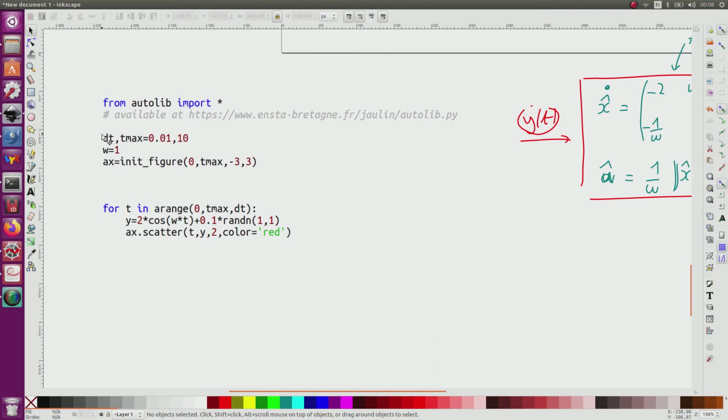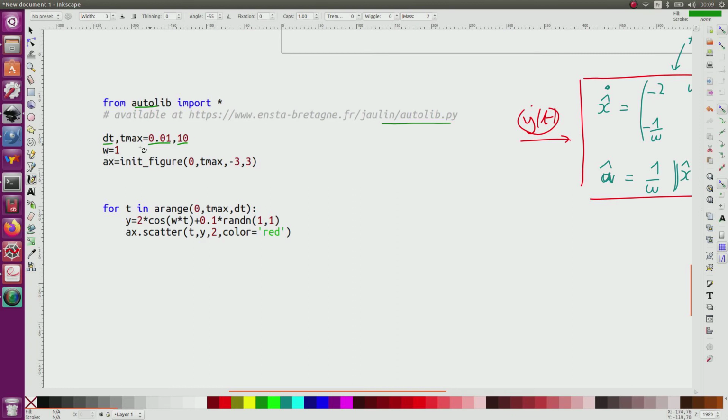So I will consider the following Python program. This Python program uses the autolib library available here in Python. I will take as a sampling time 0.01, so dt, and I will compute up to 10 seconds. So recall that the time constant is 1 second, so 10 seconds should be enough.